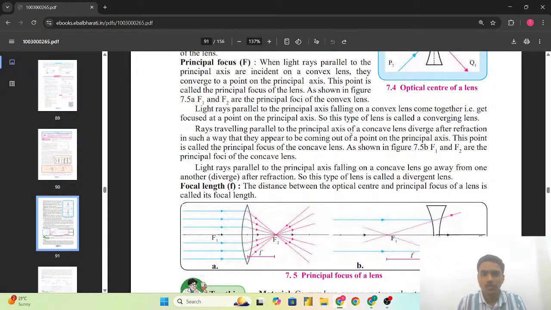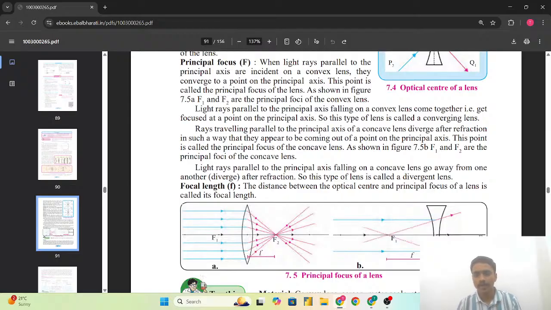Rays traveling parallel to the principal axis of a concave lens diverge after refraction in such a way that they appear to be coming out of a point on the principal axis. This point is called the principal focus of the concave lens, as shown in figure 7.5b. F1 and F2 are the principal foci of the concave lens. Light rays parallel to the principal axis falling on a concave lens go away from one another, that is, diverge after refraction. So this type of lens is called a divergent lens.